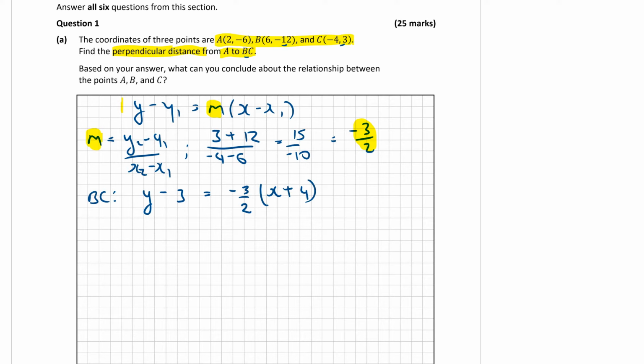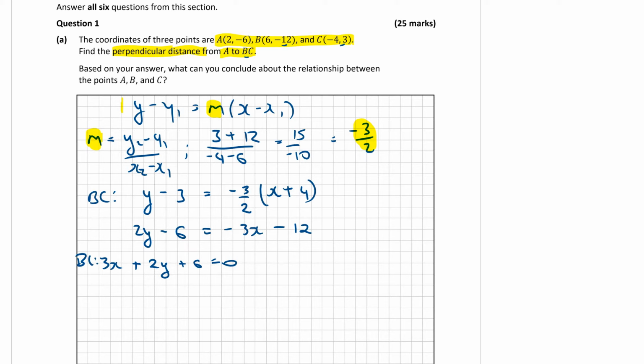So we get rid of the fractions, multiply everything by 2, that's 2y minus 2 times 3, which is 6, is equal to, now we expand the brackets here, minus 3x minus 12, because minus 3 by 4 is minus 12. Now we'll just take everything over to the one side and keep the x positive, and that gives us 3x plus 2y minus 6 plus 12, which is plus 6, equal to 0. And that is the equation of BC.